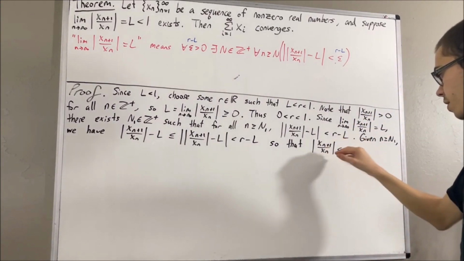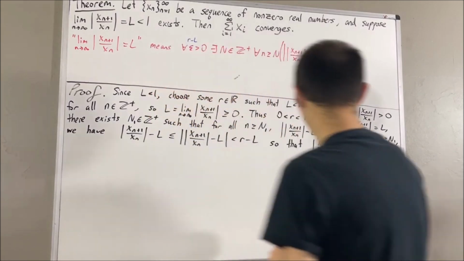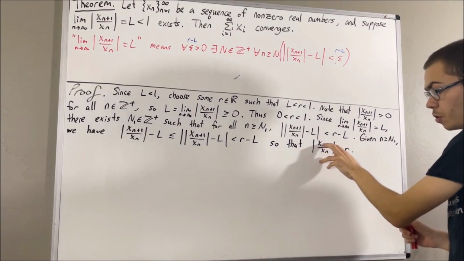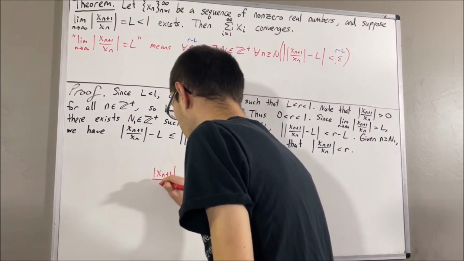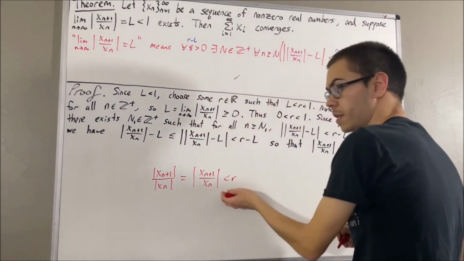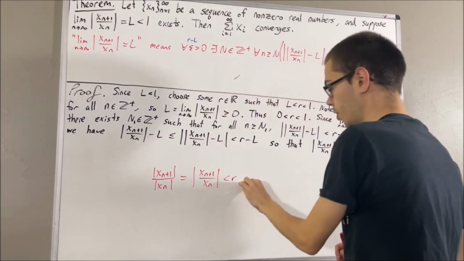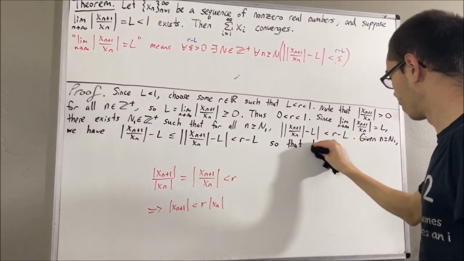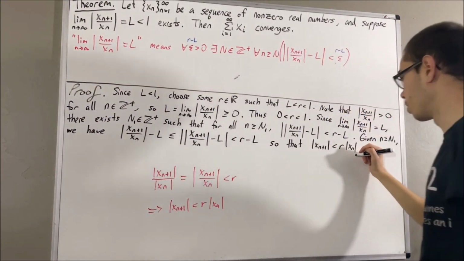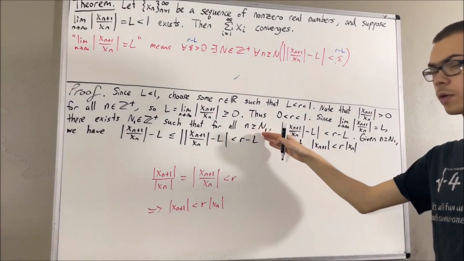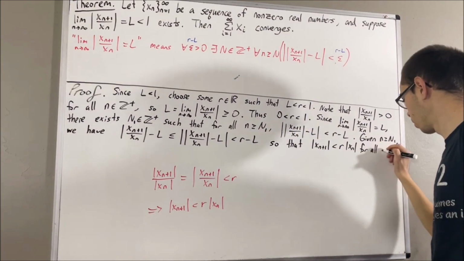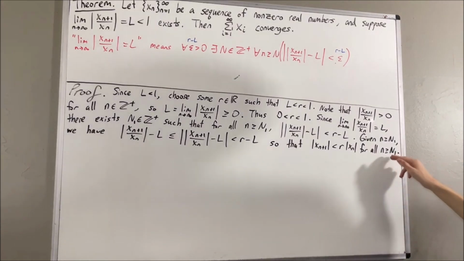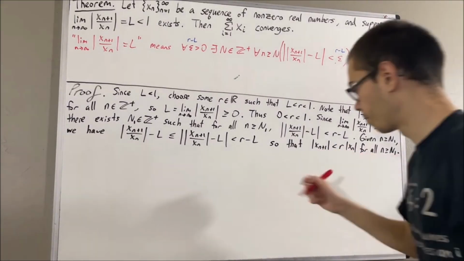Now, we can re-express this inequality because we know that absolute value of xn plus 1 over xn is equal to absolute value of xn plus 1 over absolute value of xn. So we have this, but then if we just multiply absolute value of xn to the other side, we get this. So given any integer n greater than or equal to capital N1, we have that this inequality is true.